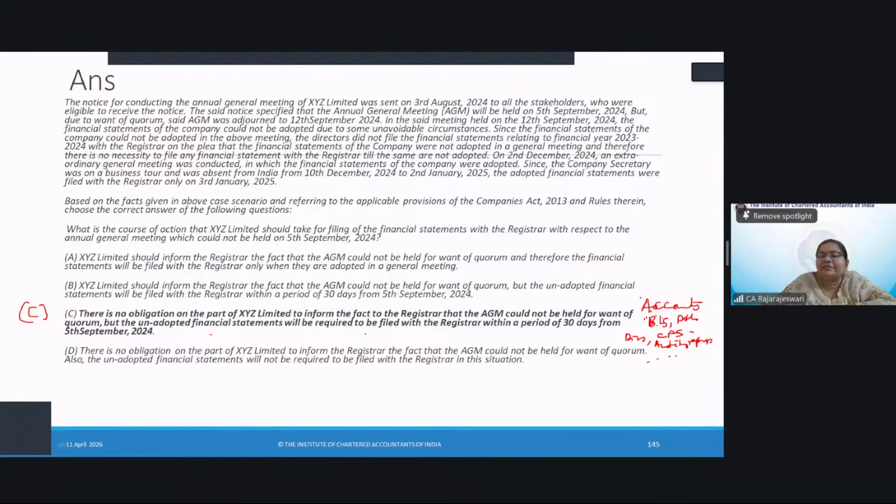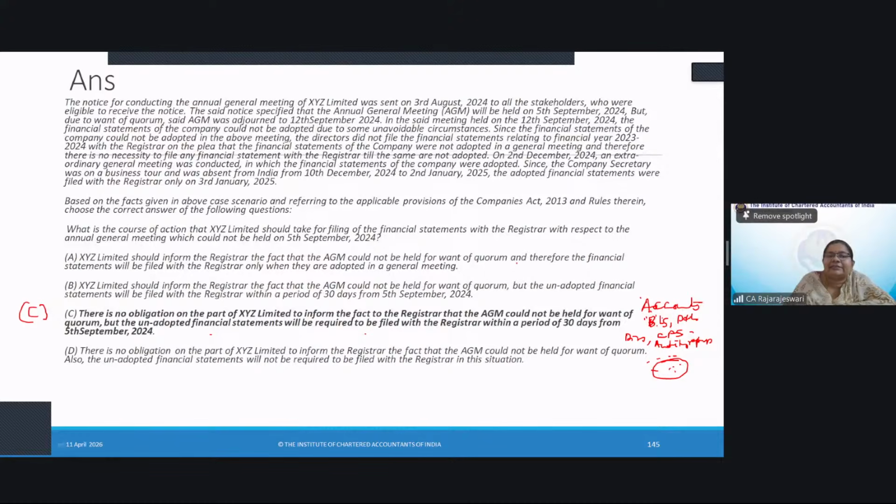Only if it is filed with the registrar does it become a public document. It is transparent. The public will know whether it is there or not. They would like to see, no? So you have to file the documents with the registrar. You treat it as unadopted itself. But the unadopted financial statement should be filed with the registrar within a period of 30 days from 5th September 2024. Right?